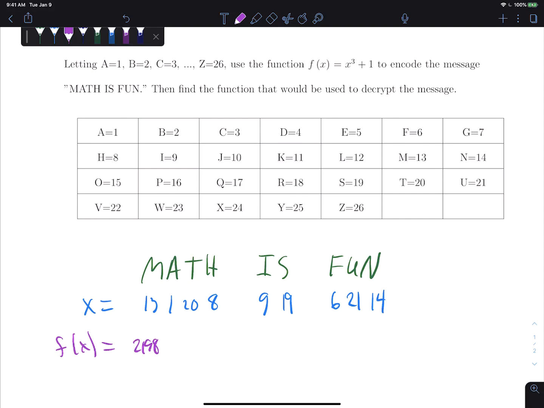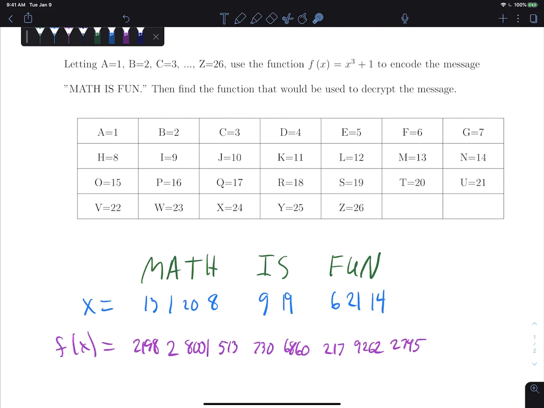Now for the 1, 1 cubed is 1, plus 1 is 2. For the T, which was 20, plug in the 20, you're going to get 8,000, and plus 1 would be 8,001. And then for the H, do the same thing. We get 513 in total. For the 9, we get 730. S is 6860. F, that gives me 217. U is 9262. And N is 2745. There we go. So we'll figure out math is fun that way.